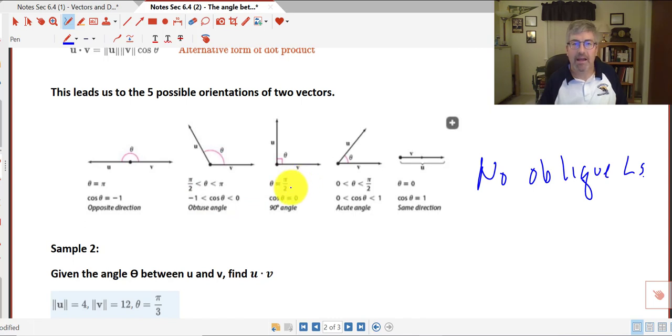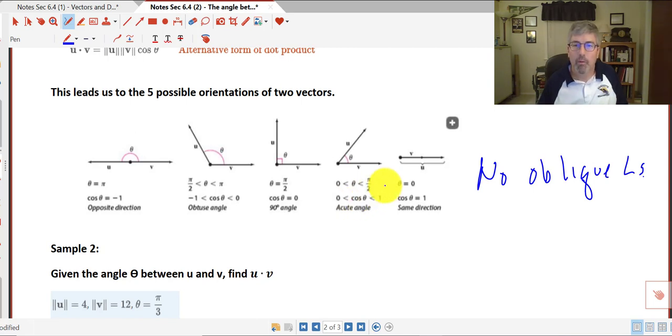We could have exactly a right angle, so our theta is pi over 2. Cosine of theta is 0. There's our 90-degree angle. And then we could have an acute angle. An acute angle is less than 90 degrees and greater than 0, or in radian mode, greater than 0 and less than pi over 2. And our cosine is between 0 and 1.